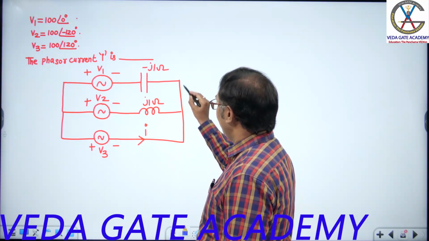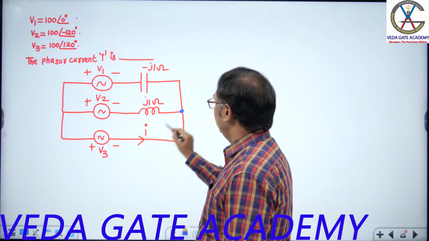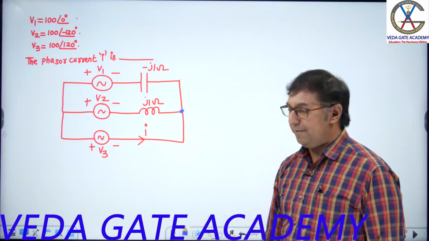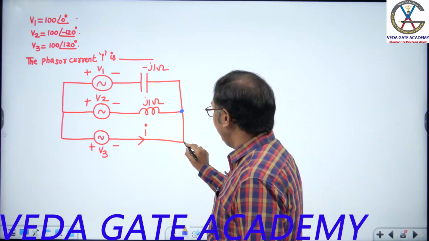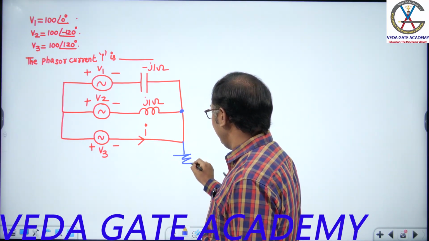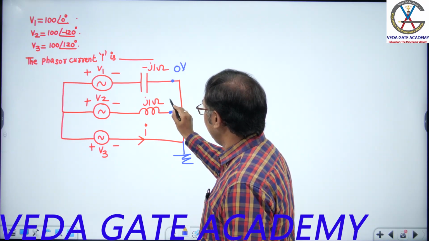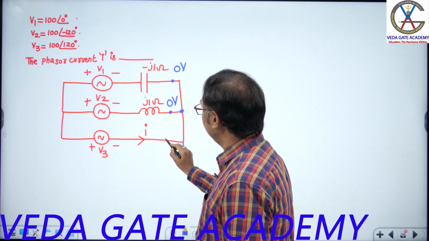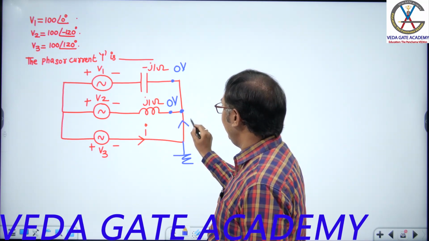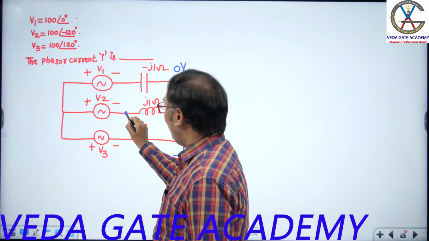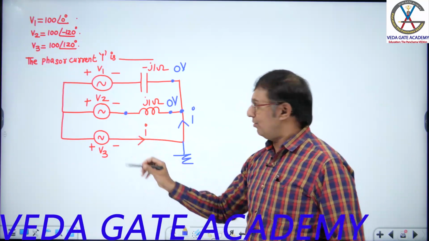Sir, let us apply KCL at this node. All these are single nodes, yes? Single nodes. Okay. To apply KCL, let me take this as the reference point. So obviously, this voltage is what? 0 volts. This voltage is what? 0 volts. Okay, right. Entering current is I. What is this potential, sir?